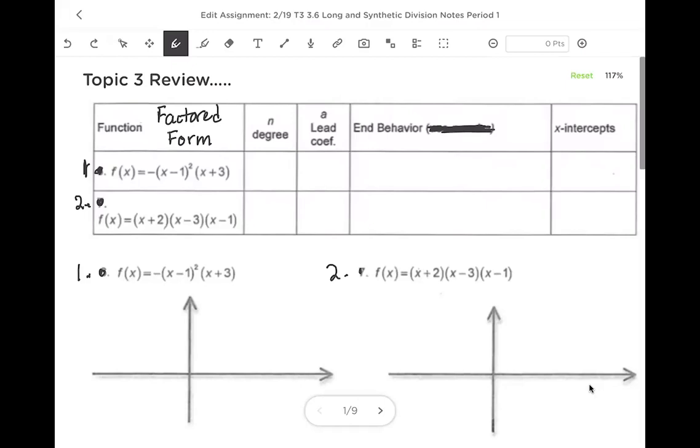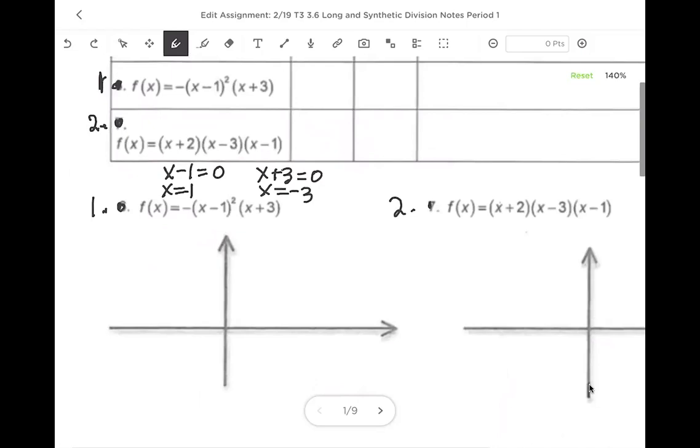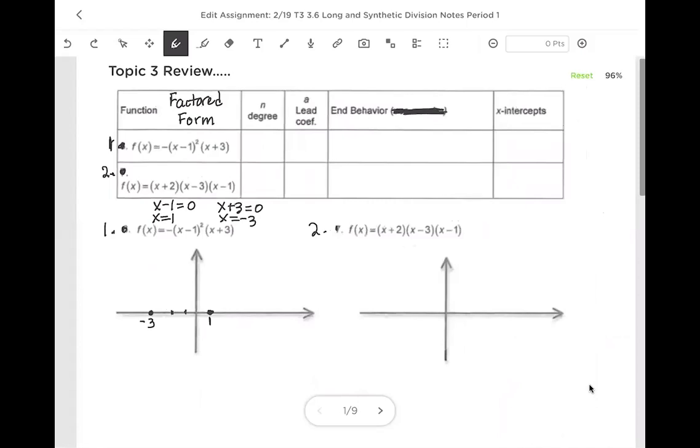do is set each factor equal to 0. So x minus 1 equals 0 and x plus 3 equals 0. Okay, that means I have a 0 at 1 and I have a 0 at negative 3. I'm going to come down here to my graph. A 0 at 1, 1, 2, 3, and a 0 at negative 3. Now we know that that translates into the x-intercepts. So my x-intercepts are negative 3, 0, and 1, 0.